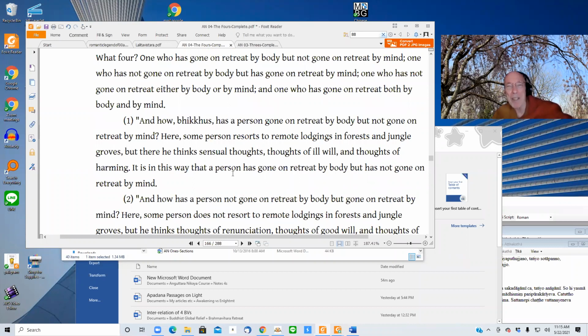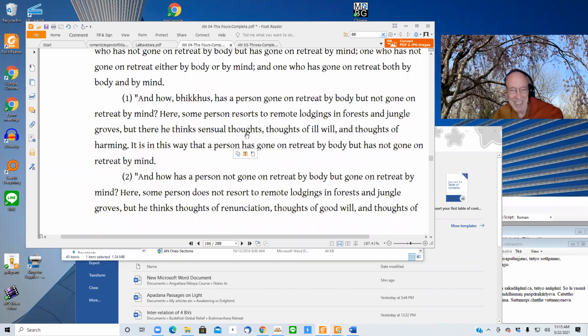And maybe this is the typical experience of a person who goes on a meditation retreat, at least in the initial stages. They resort to remote lodgings in the forest or the jungle, or they go to a meditation center or monastery to join a retreat. They get the instructions: keep your mind on the breath, observe the feelings and so on, or develop thoughts of loving kindness, whatever the retreat is concerned with. And they start off mindful in, mindful out, mindful in, mindful out.